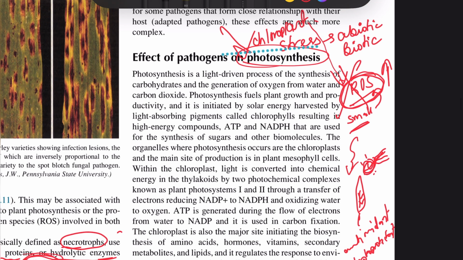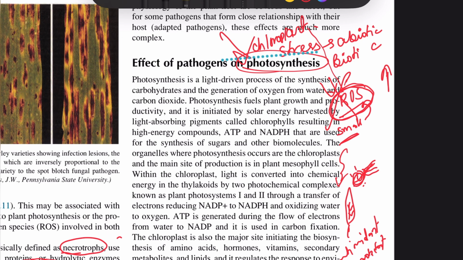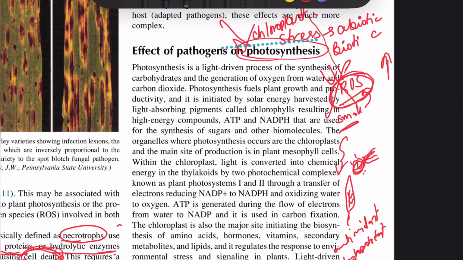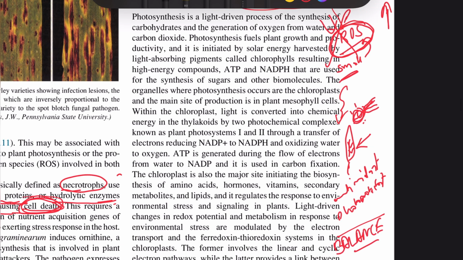Next, the other pathogens increase ROS. There is one type of pathogen which stops the ROS activity so that they cannot send the signal. There is another type of pathogen that increases the amount of ROS to kill plant cells. If plant cells are killed, who will be benefited?